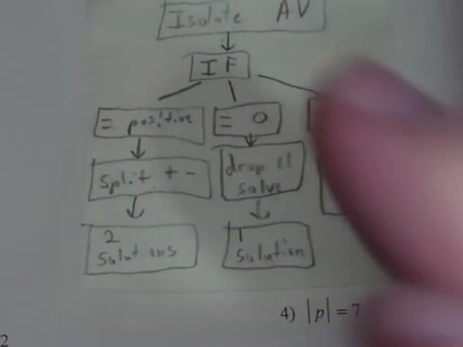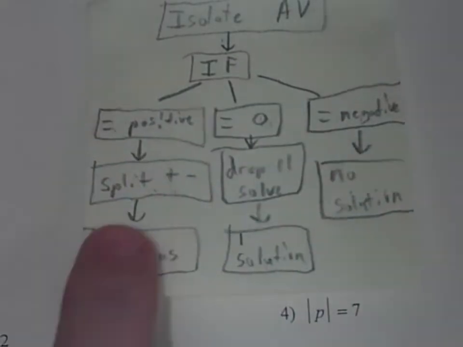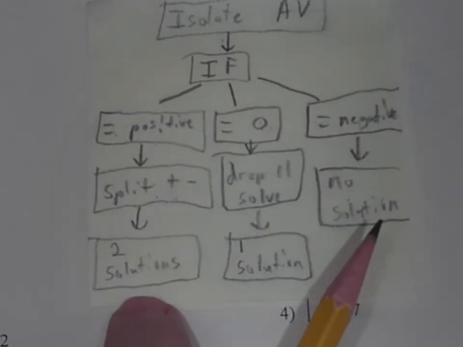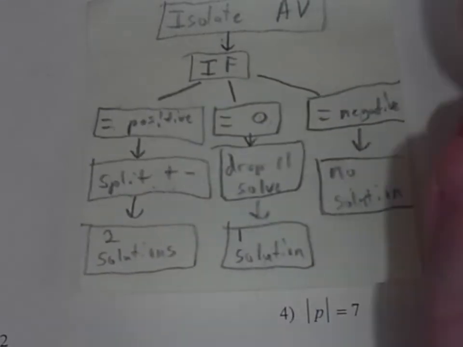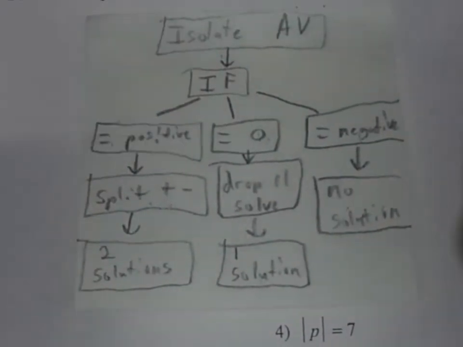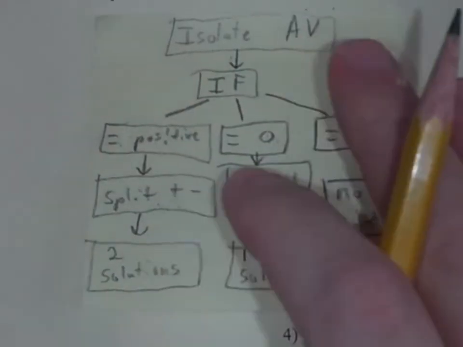Okay, then you do a check. If it's equal to a positive number, you're going to split it into two equations, one equal to positive, one equal to negative possibilities, and then you would solve and you get two solutions. If it's equal to 0, there's only one number that has a distance of 0 from 0, and that's 0. So there's only one solution. And if it's negative, there's no number that has negative distance. Negative distance isn't a thing, so there's no solution. Because again, absolute value is just the distance from 0.